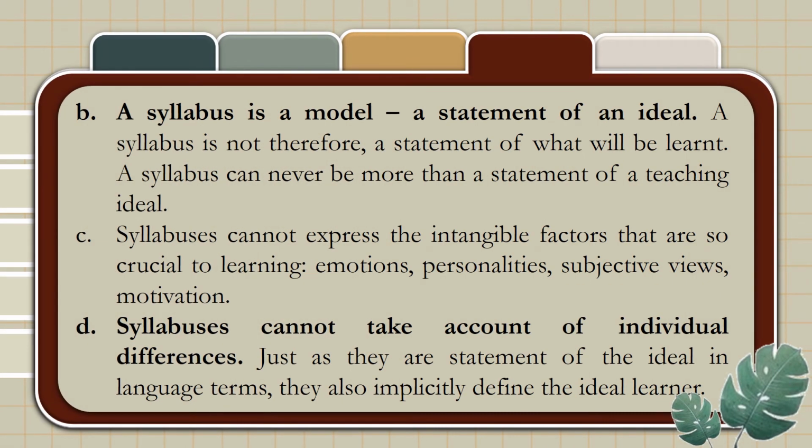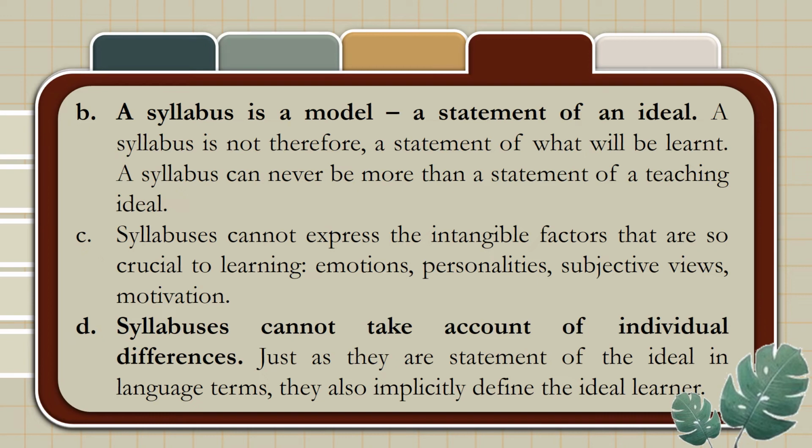So letter B, a syllabus is a model, a statement of an ideal. A syllabus is not therefore a statement of what will be learned. A syllabus can never be more than a statement of a teaching ideal. So it is important to remember that a syllabus can only constitute an approximate statement of what will be taught. Though the divergence may be considerable, it can predict very little about what will be learned.